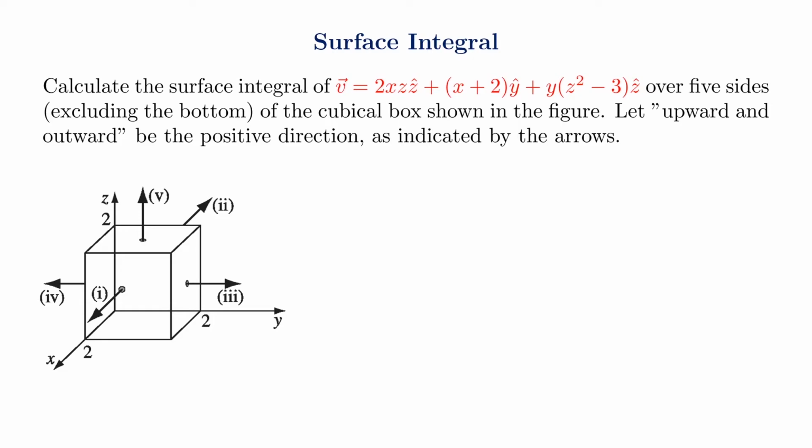We will now try to solve this problem. Calculate the surface integral of V over 5 sides excluding the bottom of the cubical box shown in the figure. Let upward and outward be positive direction as indicated by the arrows. So we have to calculate the total flux or the total outward flow by the cubical box shown in this figure. You can also see the direction of the positive unit vectors.